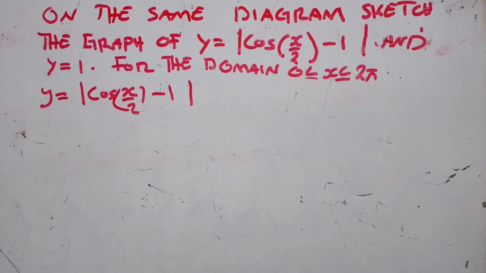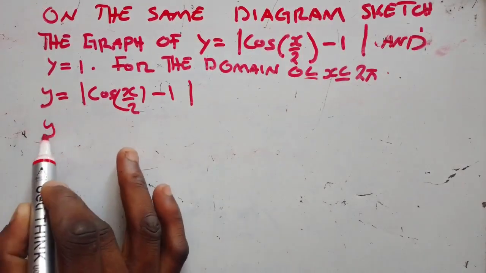This means that the values of y will be reflected to the positive values. So if you find a negative value, just know that it will be reflected to the positive values, because a modulus has no negative values, hence the negative numbers are reflected to the positive numbers. So this is one of the functions that we have, and another one is y equals 1.